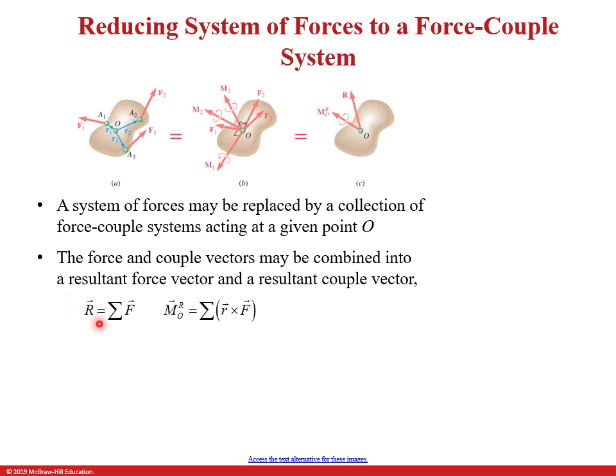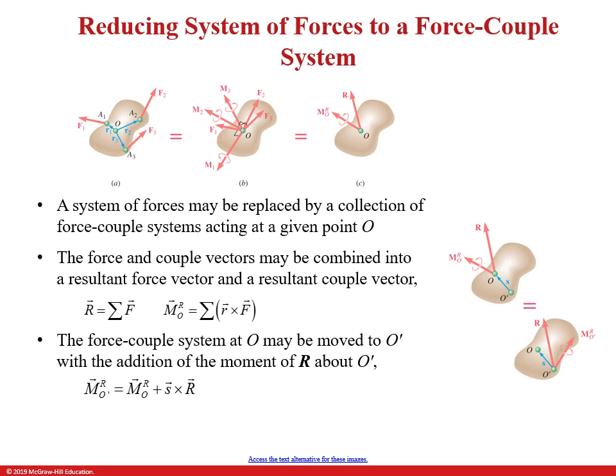Your resultant is basically just the sum of the forces, right? Again, these are both vectors, so the resultant is going to be a vector. It's the sum of the forces. The moment vector is just the sum of basically all the position vectors crossed with their respective forces, right? So R1 cross F1, R2 cross F2, R3 cross F3. That's what this is here.